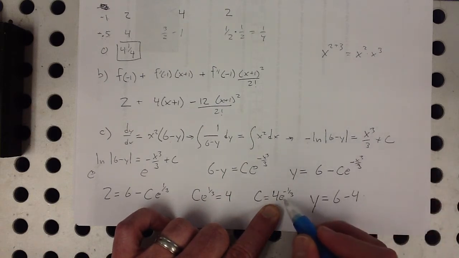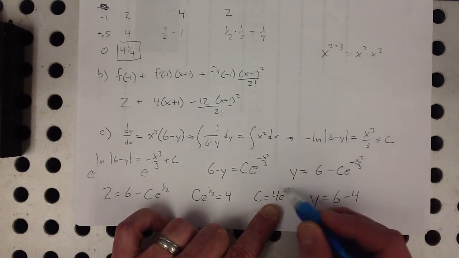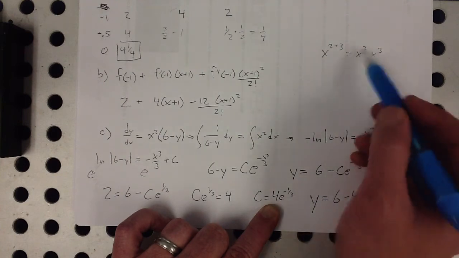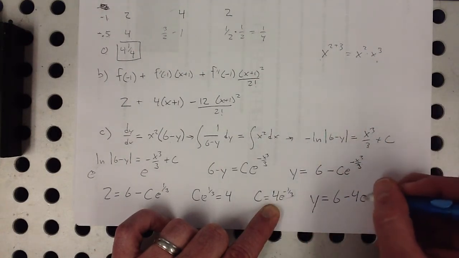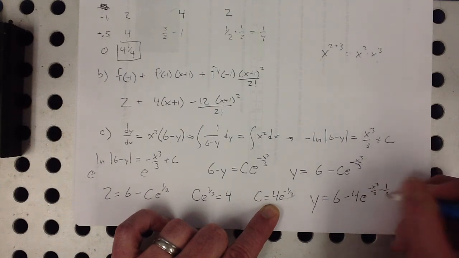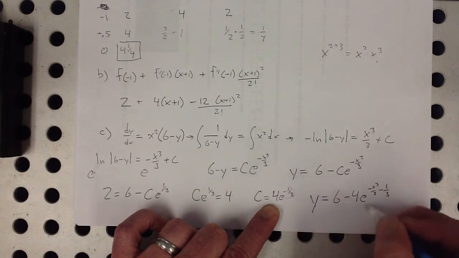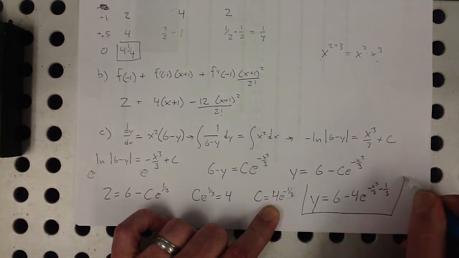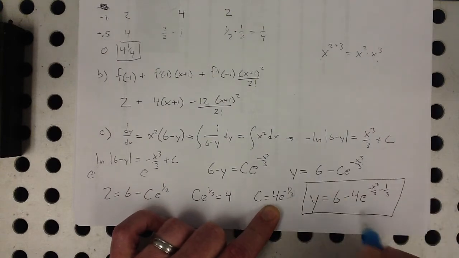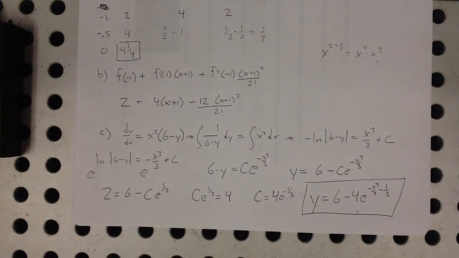And then, since this is e to something and this is e to something, I could just bring this up the same way that we combine these. I could bring this up there. That's 4e to the minus x cubed over 3 minus 1/3. You could leave the e to the negative 1/3 down here as part of that. It's the same thing. Any version of the correct answer is acceptable. But that's probably the neatest one. Not that neat, but that's it.